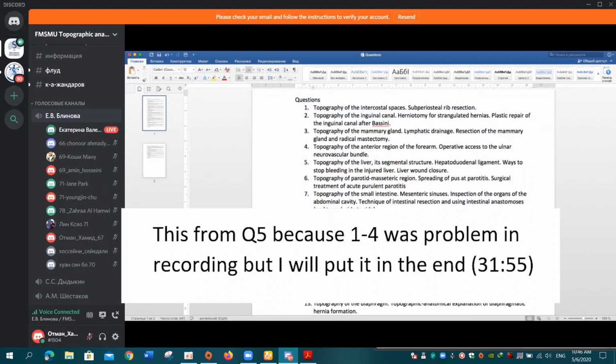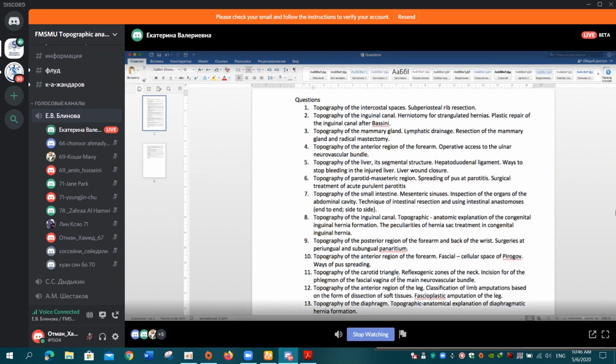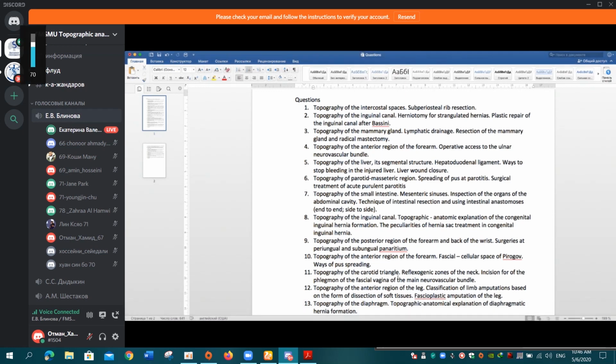The 5 questions: topography of the liver. The liver is located inside the right hypochondriac region, epigastric region, and some part of the left lobe in the left hypochondriac region. The liver is a mesoperitoneal organ. It has two lobes, right and left.